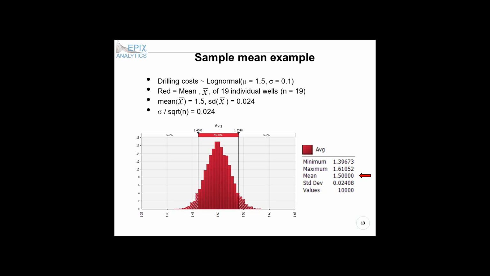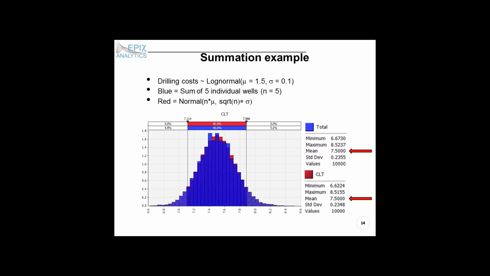And the standard deviation of the average is 0.024. And 0.024, if we actually do the calculation as suggested by the central limit theorem, we can see that sigma from the original distribution divided by the square root of n, so that would be 0.1 divided by the square root of 19. That is 0.024. So the value here that we're told in our @RISK output matches the actual calculation that we're able to do. So just a quick demonstration of the central limit theorem. It's not just a concept. It actually works.